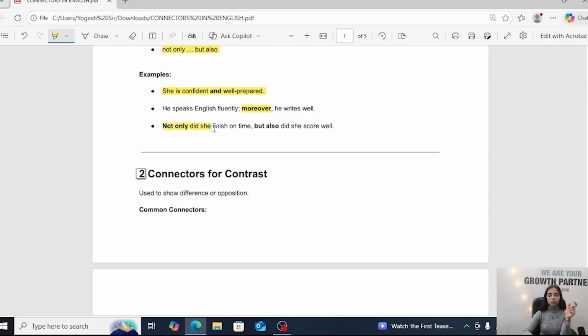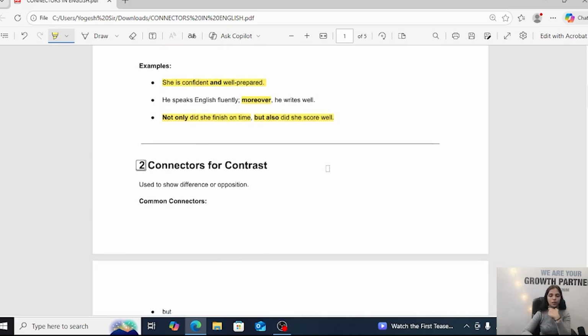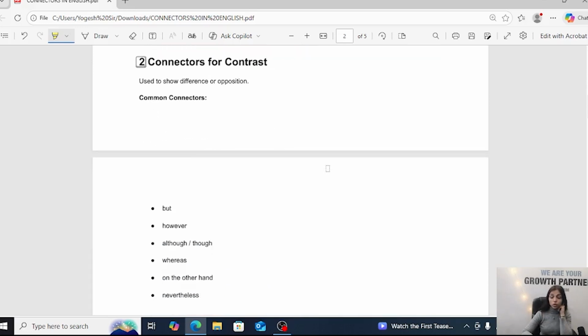Next is not only did she finish on time, this is the first thing, and the second thing is, but also did she score well. So she finished on time is the first task, scored well is the second task, connected using the connector not only the first option, but also the second option. Let's move forward to the connectors of contrast.